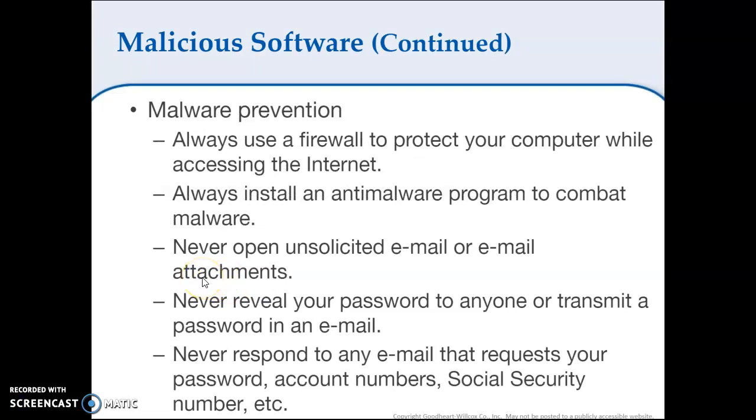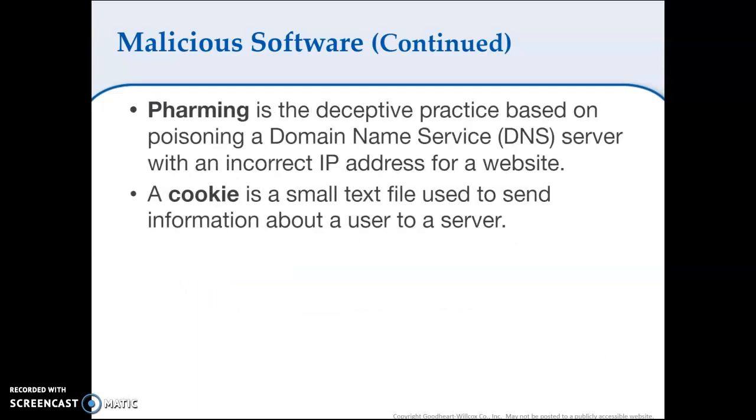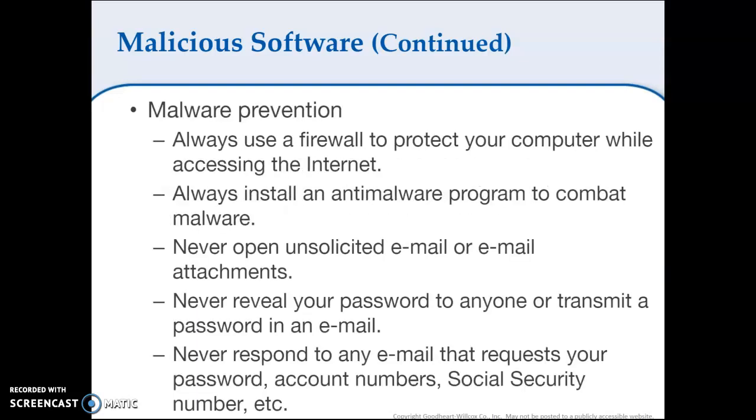Now, when it comes to preventing the possibility of an attack from some type of malicious software, one of the things that we can do is protect ourselves against malware, which is the most common source of infection and threats on computers. Always use a firewall to protect your computer while accessing the internet. A lot of these are included with your operating system. Install an anti-malware program to combat malware.